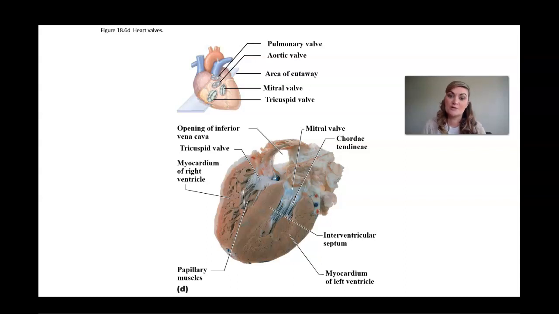Notice the extreme thickness on the left ventricle. Remember, that has to pump blood to the entire body, and that's the last time it's going to be pumped under pressure before it makes its way back to the heart. And you can see the chordae tendineae and that mitral valve, or remember, it could be called the bicuspid valve.